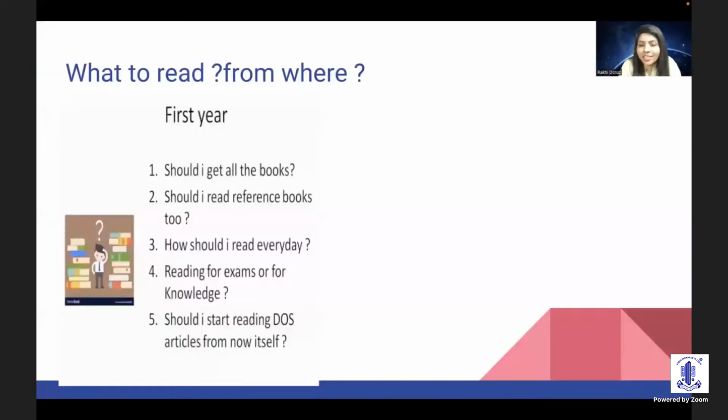So during the first year, each one of us goes through these doubts. Should I buy all the books? Should I start reading reference books? My seniors are reading those articles. Should I start reading them also now? Should I read every day?